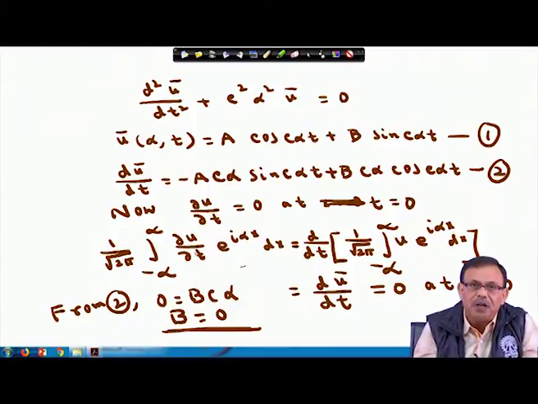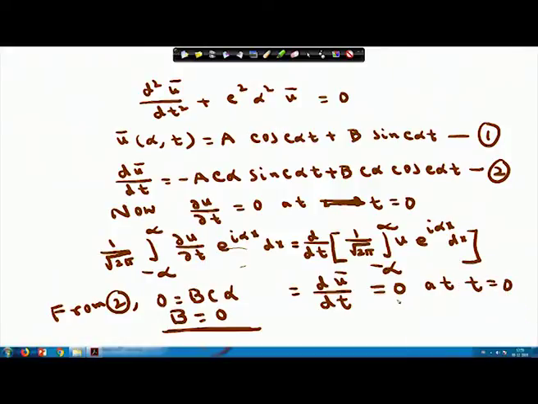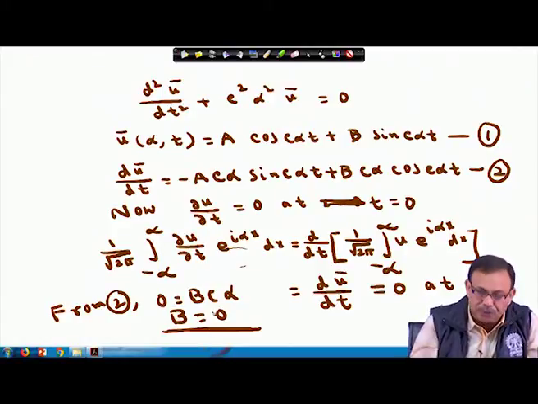I am taking the Fourier transform, and from there I am setting d u bar dt equals 0 at t equals 0. Then I am using the condition in 2 and I am finding that b equals 0. My next part is to find the value of a. Again, at t equals 0, u is equal to f x.